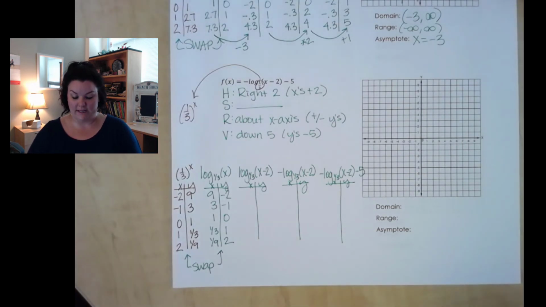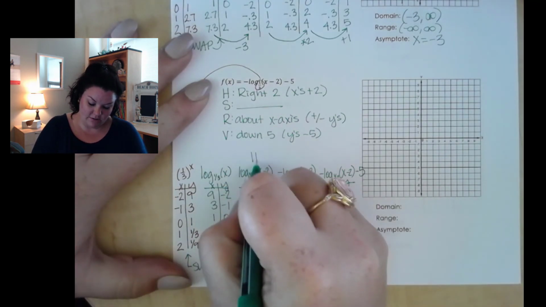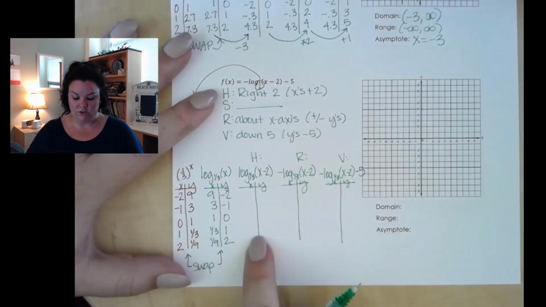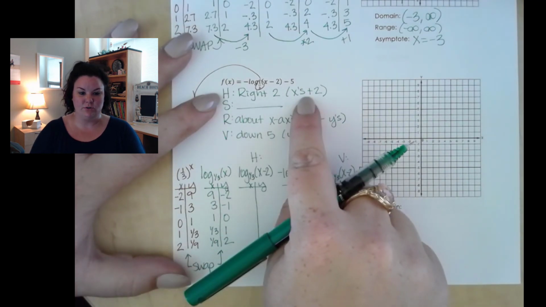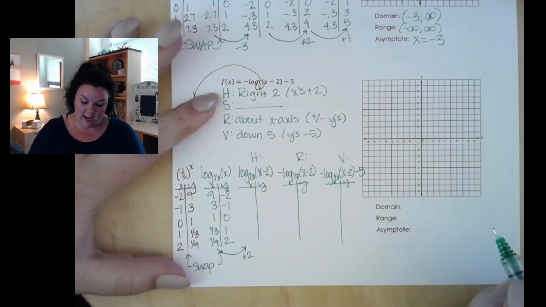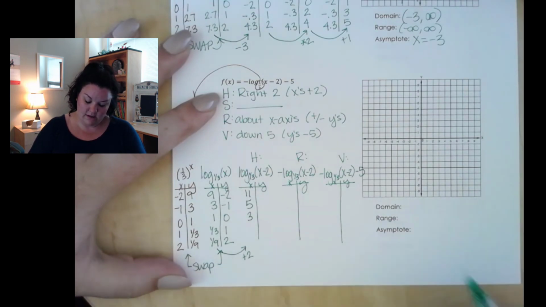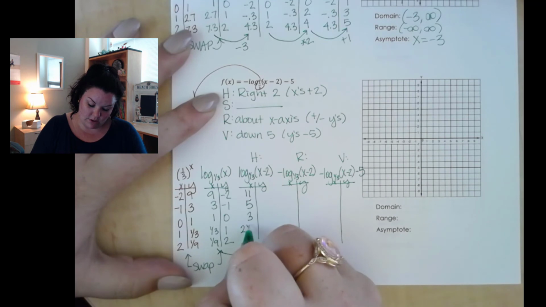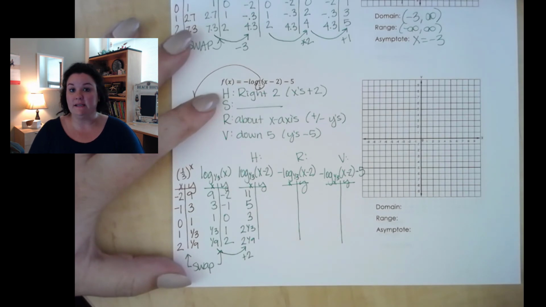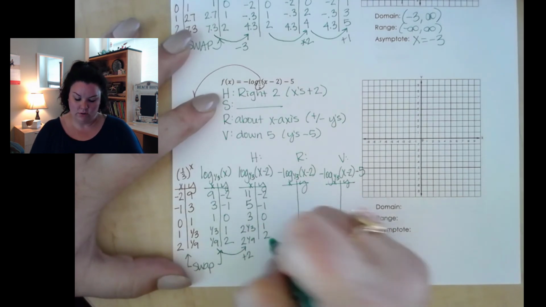Now we just need to modify our tables. So going from our basic log table to doing our H, S, R, V, to do our horizontal shift, which is right 2, we're going to add 2 to our x's. So I take the x's from the previous table and add 2 to them. So 9 plus 2 is 11, 3 plus 2 is 5, 1 plus 2 is 3, 1/3 plus 2 is 2 1/3, and 1/9 plus 2 is 2 1/9. My y's stay the same because I didn't do anything to them. So -2, -1, 0, 1, and 2.